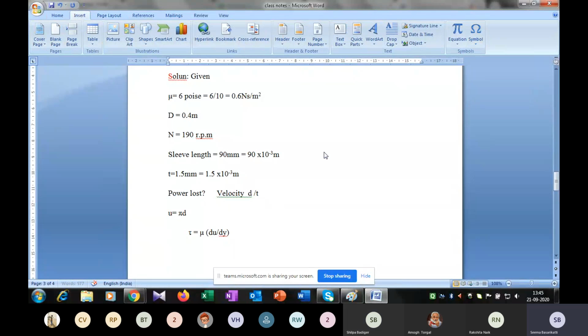So pi dn divided by 60, where d is the diameter of the shaft and n is the number of rotations. Okay, now substitute the values into pi dn by 60 and tell me the value of u. D is 0.4, multiplied by, what is the value of n? It is 190, whole divided by 60.